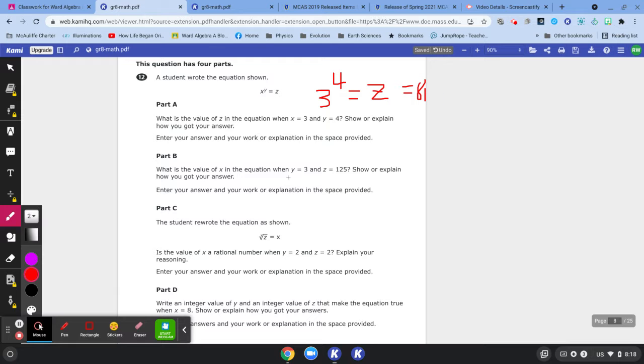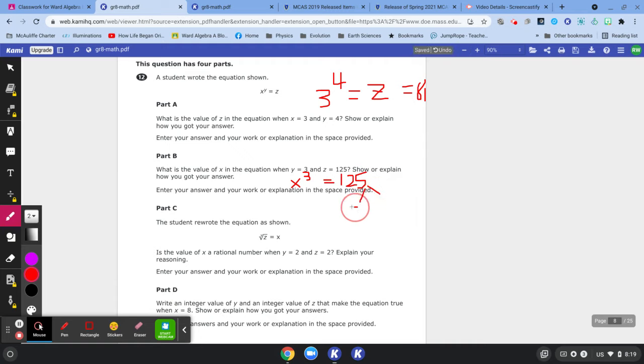What is the x value when y is 3 and z is 125? Okay, cool. Now we want to know what x is. If we're raising x to the 3rd power to get 125. Okay, so something times itself. You're using it as a factor 3 times. That's what to the 3rd power means. Gets you 125. And we can split 125 into its factors.